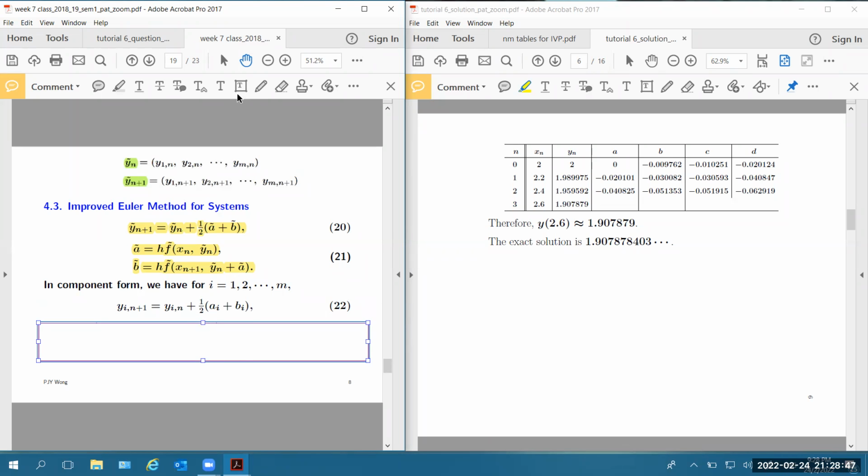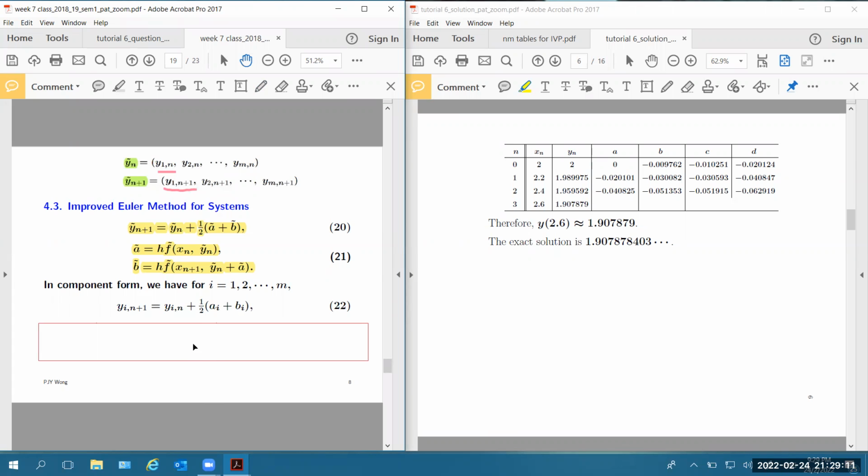So obviously your I component, suppose it's the first component, will be this and this, right? You see your y1n plus 1 equals y1n, and then half. And then how do you add these two? What is the first component there? It will be a1 plus b1, right? Yeah, so that's how you get to here.